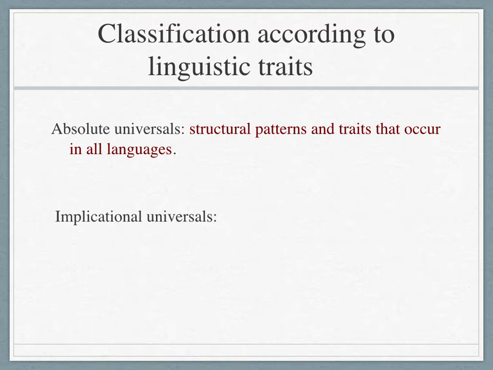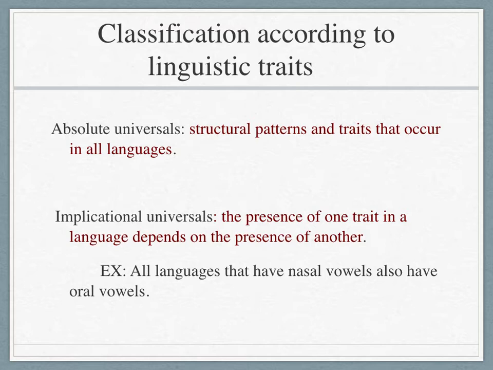So, for example, an absolute language universal is absolute, and it's a structural pattern or trait that we find in every single full-fledged human language that we encounter. And an example would be all languages have vowels. There we go. That's a nice, simple one.